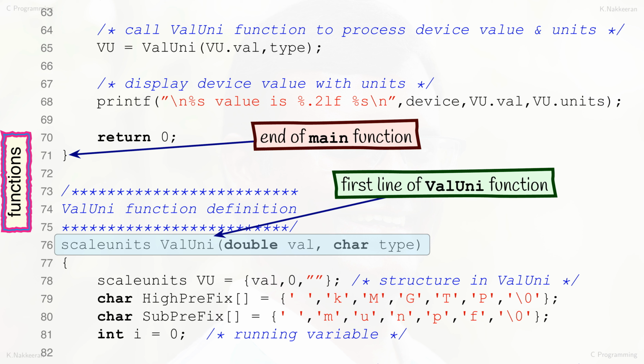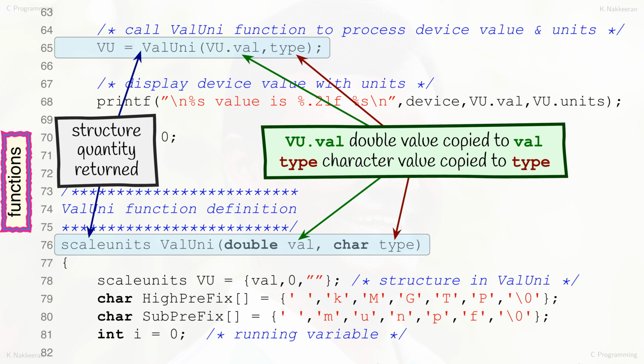The scope of the function valUni to perform the device value conversion and processing of the appropriate units starts from line 78, which is after the opening brace in line 77. Line 65 is an assignment statement that assigns the structure of type scale units returned by the valUni function to the structure of type scale units VU. Right-hand side of the assignment statement in line 65 invokes the valUni function with the double value vu.val and character value type.